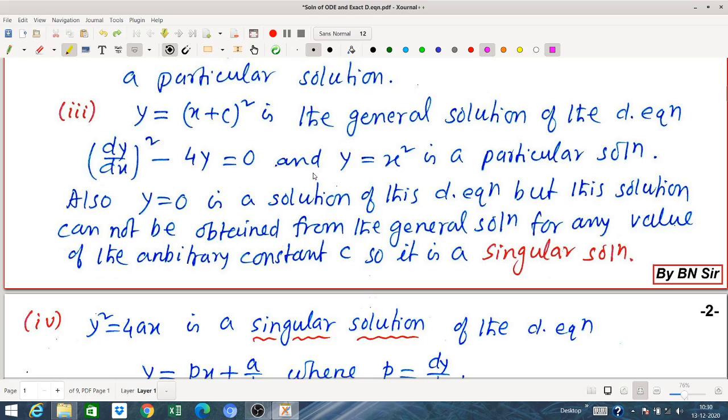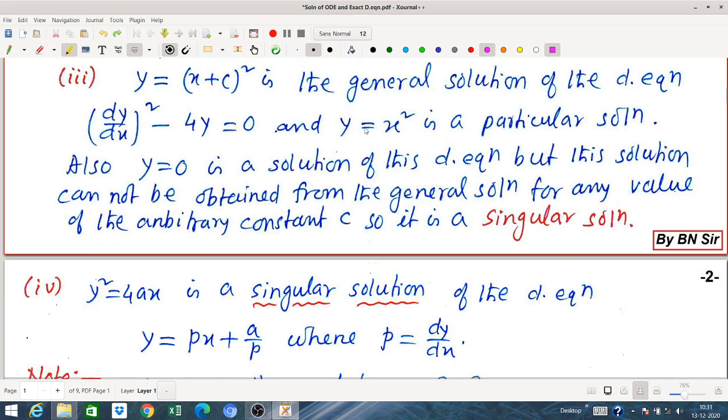And also y equal to x squared is a particular solution. If I differentiate this, dy by dx will be 2x. If we square it, 4x squared. 4x squared means 4y. So 4y minus 4y equal to 0. That means y equal to x squared also satisfies this differential equation. So y equal to x squared is a particular solution if c equal to 0. Now this particular solution is obtained by taking c equal to 0.